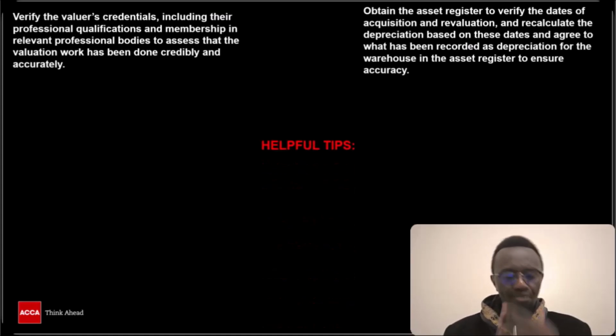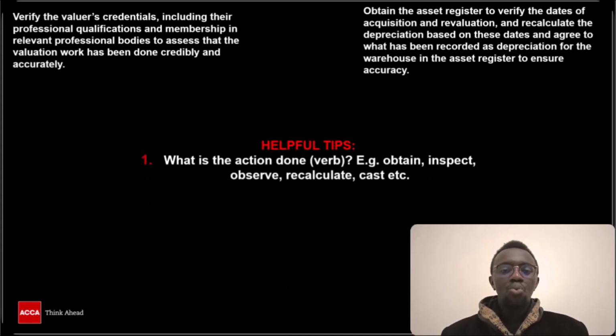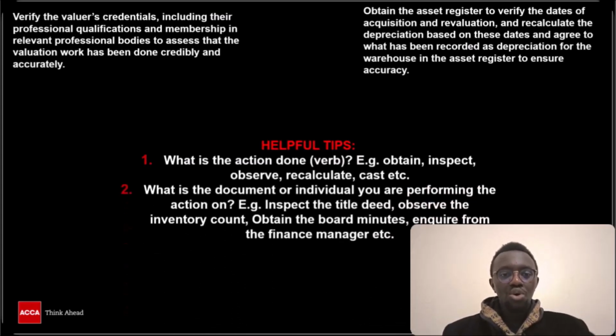Okay, so what are the helpful tips that I have for you as we end? Well, first and foremost, what is the action done? Look at this. I use the word verify. I use the word obtain. I've used recalculate. So use these wordings. Two, what is the document or individual you're performing the action on? If you're inspecting, what are you inspecting? If you're observing, what are you observing? If you're obtaining the board, what documents are you looking at? So as you can see there, I'm inspecting the title deed, I'm obtaining the board minutes, I'm inquiring from the finance manager.